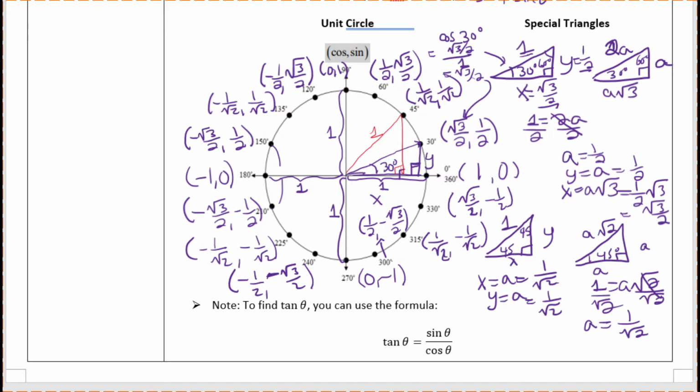Alright, so now we have all the coordinates, so we can use this to find the sine, cosine of any angle. So if I asked you, what's the cosine of 60 degrees, then you're going to go to the 60 degrees on the unit circle, and you're going to look at the x value. The x value is the cosine value, so cosine of 60 is 1/2. Alright, and so on. If you want to find tangent, you're going to be using this formula. We're going to show you how to use that formula and the unit circle on the next page.